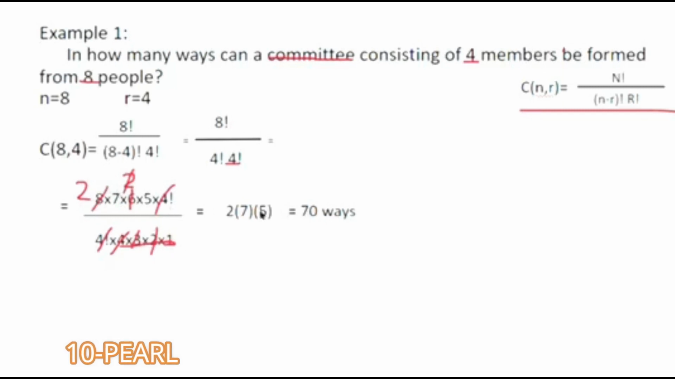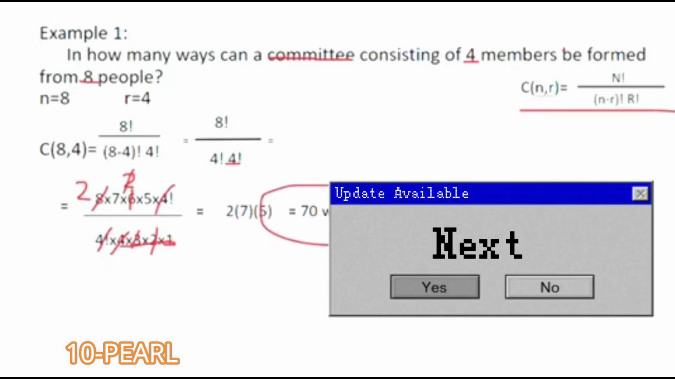So, ngayon, multiply natin siya. 2 times 7 is equal to 14. 14 times 5 is equal to 70. So, in how many ways can a committee consisting of 4 members be formed from 8 people? The answer is 70 ways.